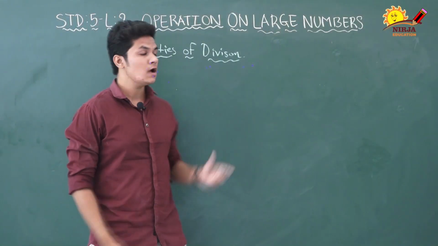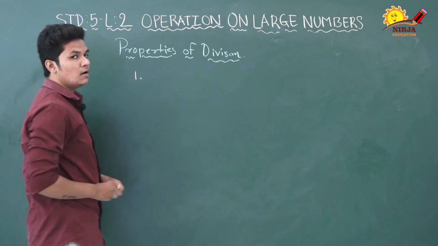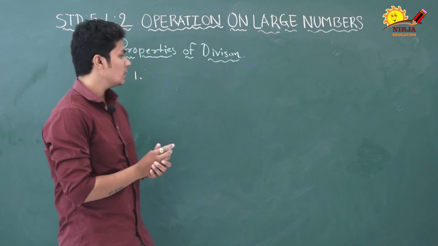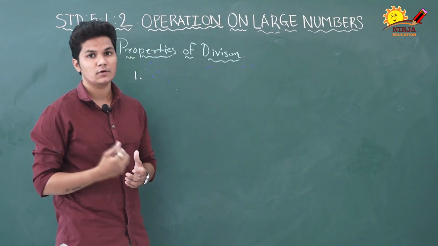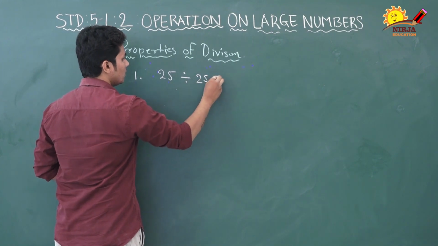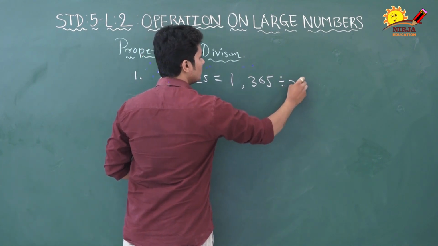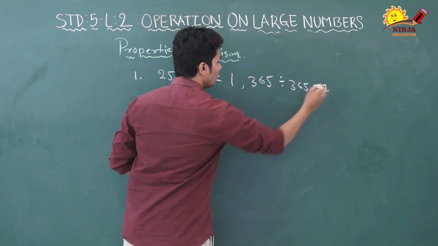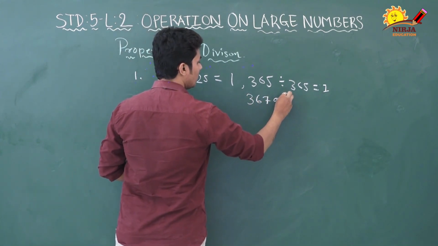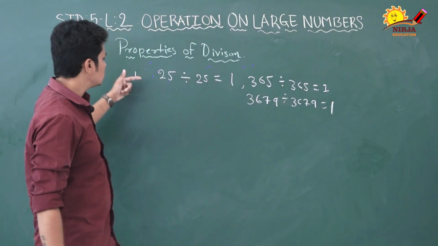Okay students, now let's learn the properties of division. There are 3 properties that you are going to learn. First is, when a number is divided by itself, the quotient is 1. When we divide a number by the number itself, the quotient is 1. For example, 25 divided by 25, quotient is 1. 365 divided by 365, quotient is 1. 3679 divided by 3679, quotient is 1. So, this is the first property.